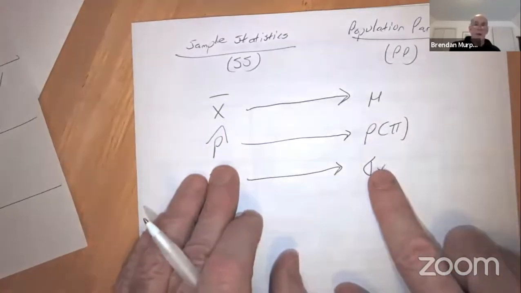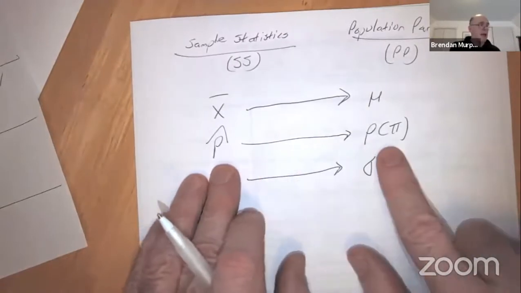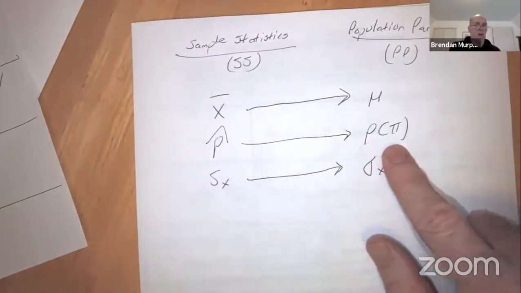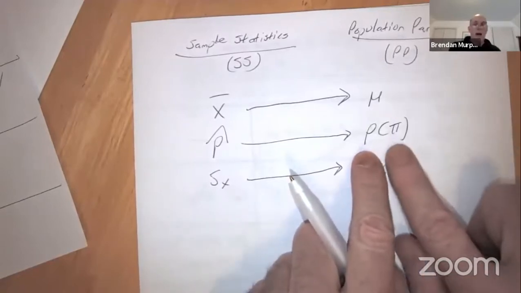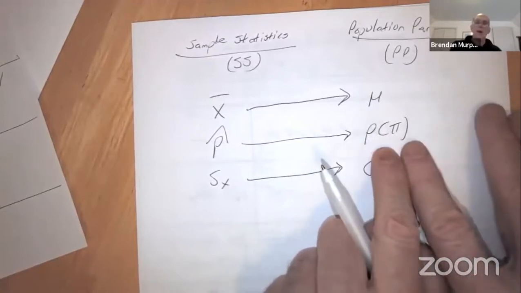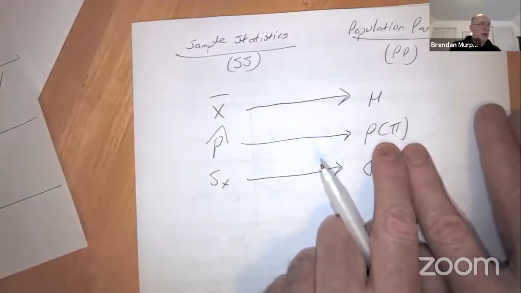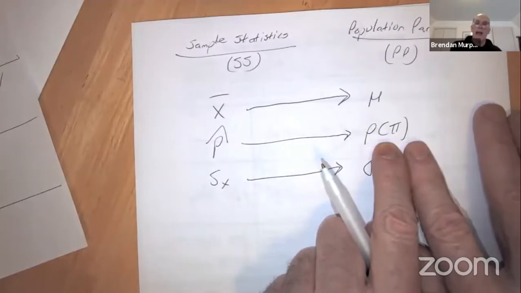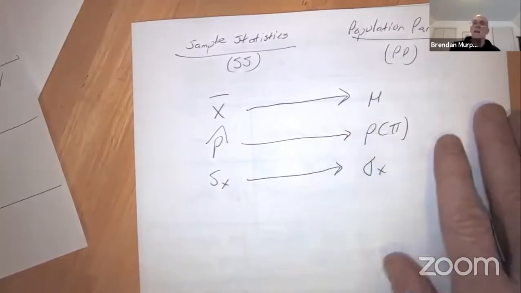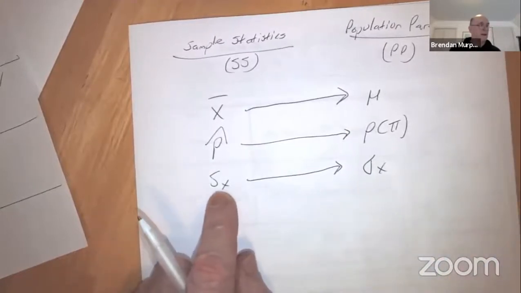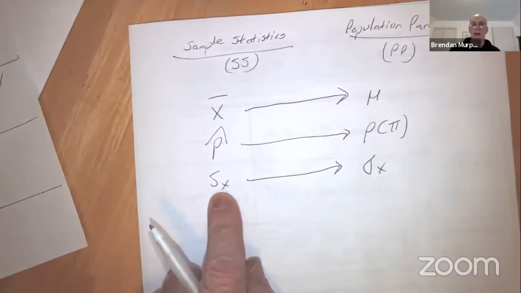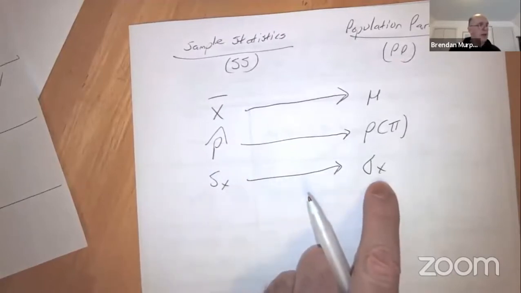P hat is my sample proportion. Again, I'm going to use that to make a forecast, an estimate, an inference, a prediction of what we call P, the population proportion. Some of the older books out there would actually identify this as pi. I think that's the Greek letter for P. I have mixed emotions about this, but I guess I understand both of those. sx is my sample standard deviation, and I'm going to use that to forecast my population standard deviation.